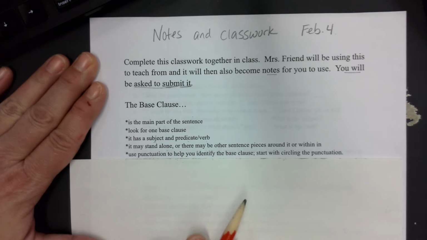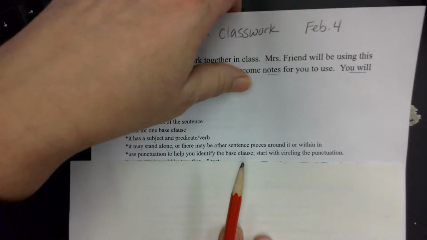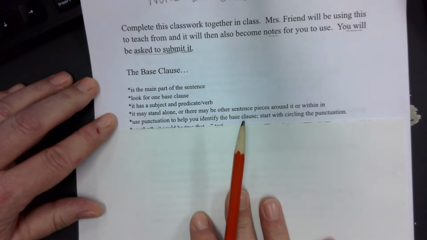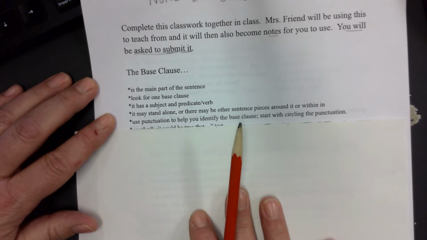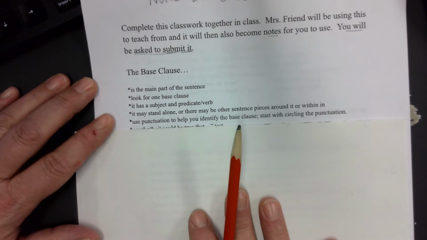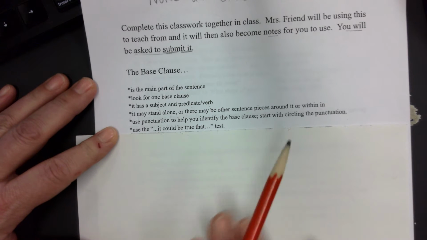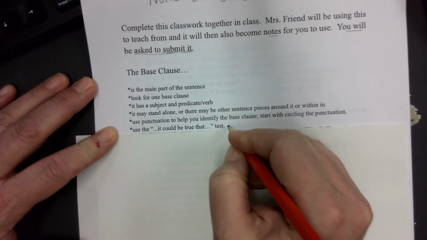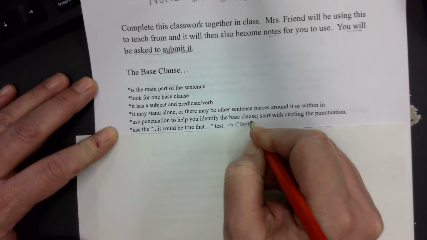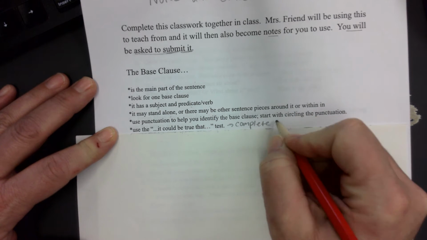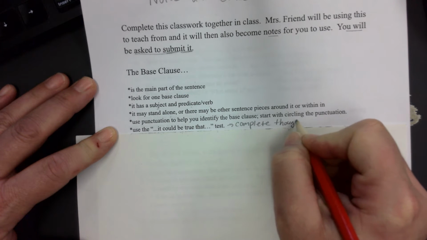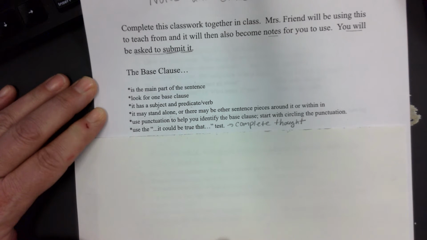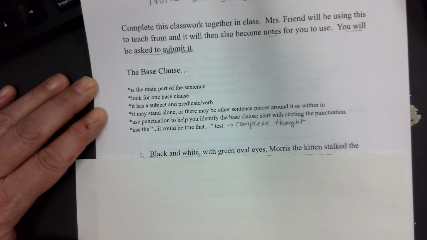We're going to use punctuation to help identify the base clause. We're always going to start with circling the punctuation. Okay, that's going to give you little stop signs almost, traffic signs, to help you identify what you've got to analyze. You're going to use the it could be true that test to make sure that you have a complete thought. Okay, because a base clause is a complete thought that could stand all by itself. All right, so here we go.